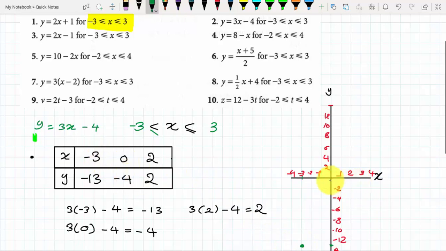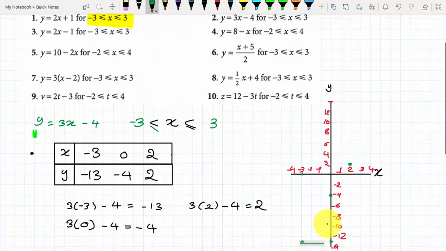0, negative 4. 0 is in the center. Negative 4. So here is 0, negative 4. And 2, 2. 2 in x-axis is here. 2 in y-axis is here between them. So when you plot the points, you must see the points that they lie on the same straight line. If you see the points are not forming a straight line, it means something went wrong with the graph.